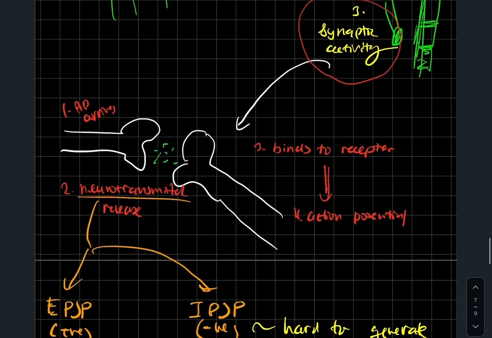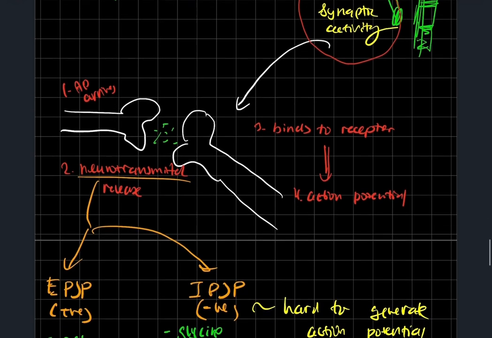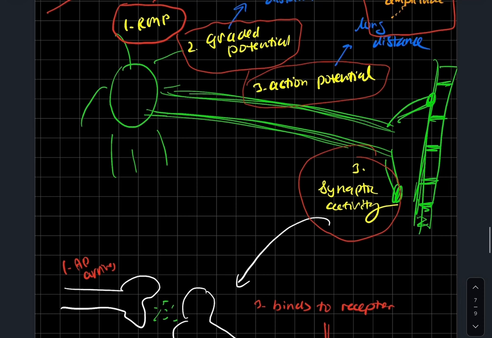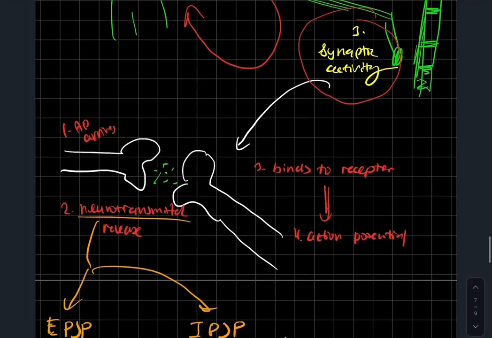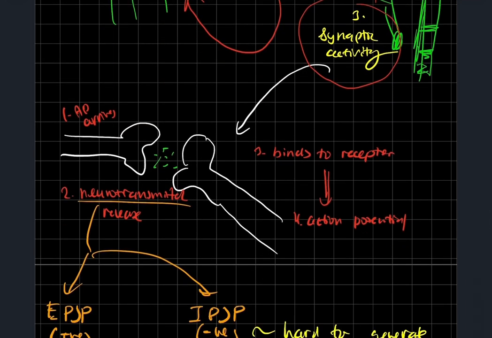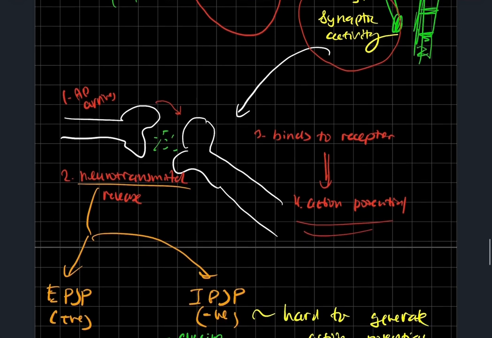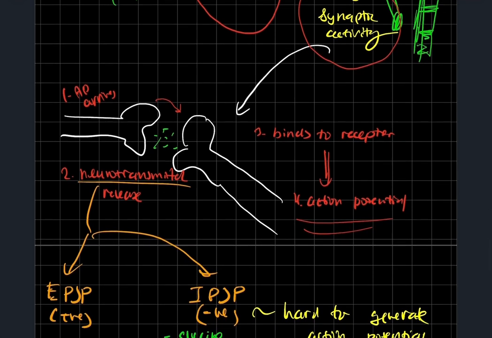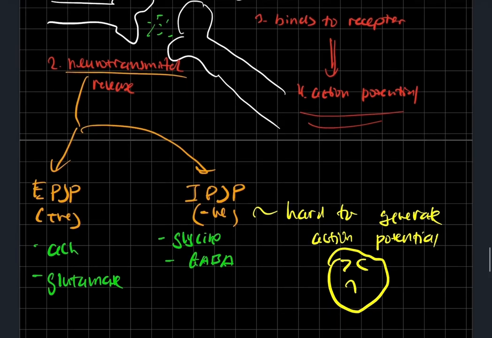So let's elaborate further on the synaptic activity. Again, it's just going to be a repeat. It's actually a cycle. The action potential arrives at the presynaptic terminal, and it causes the neurotransmitter to be released and go across the synaptic cleft and bind to receptors on the postsynaptic membrane, and this eventually produces more action potential. Now, to elaborate further on the neurotransmitter release, there's two types in general.